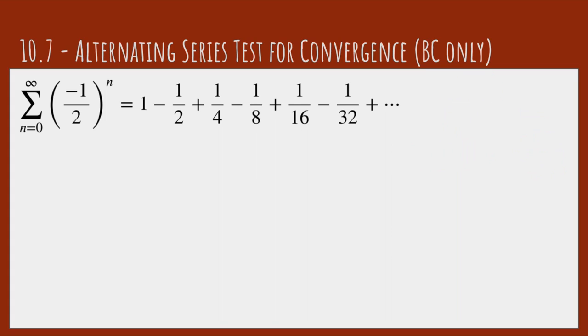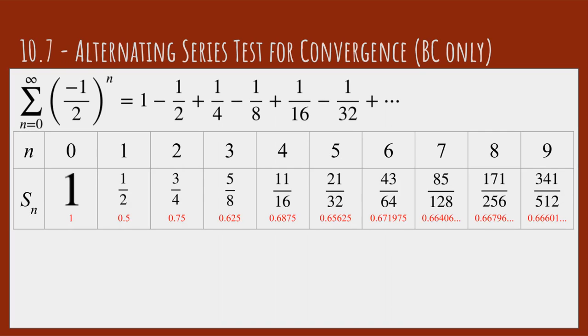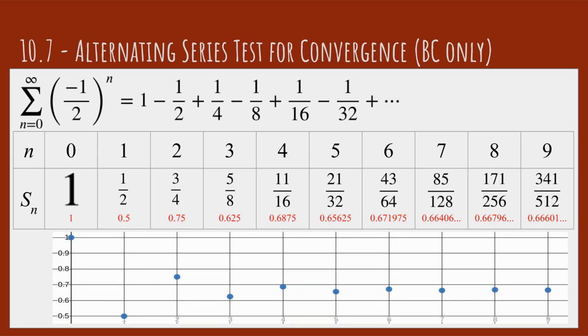But I want to look at some features of this series because it's an alternating series. So first thing I want to do is take a look at partial sums, because that's how we define convergence for series. And you'll notice that the partial sums as we go across here are getting closer and closer to that expected 2/3 sum. If we look at the graph of the partial sums, some things kind of pop out to us.